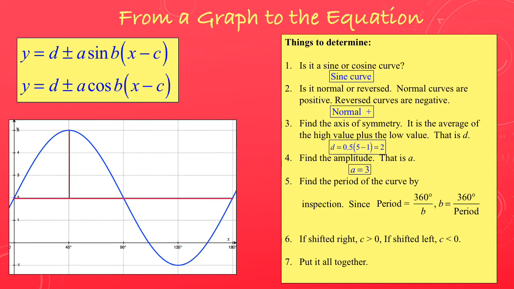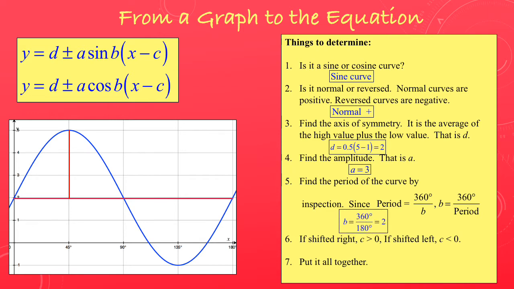Next, you will find the period of the curve by inspection. Usually, the graph will actually show you one period of the curve. If not, you want to find the value of x where the curve starts to repeat. We use the fact that the period is equal to 360 degrees divided by b, so therefore b is equal to 360 degrees divided by the period. In this case, the period is 180 degrees, and therefore b will be 360 degrees over 180 degrees, and therefore b is equal to 2.